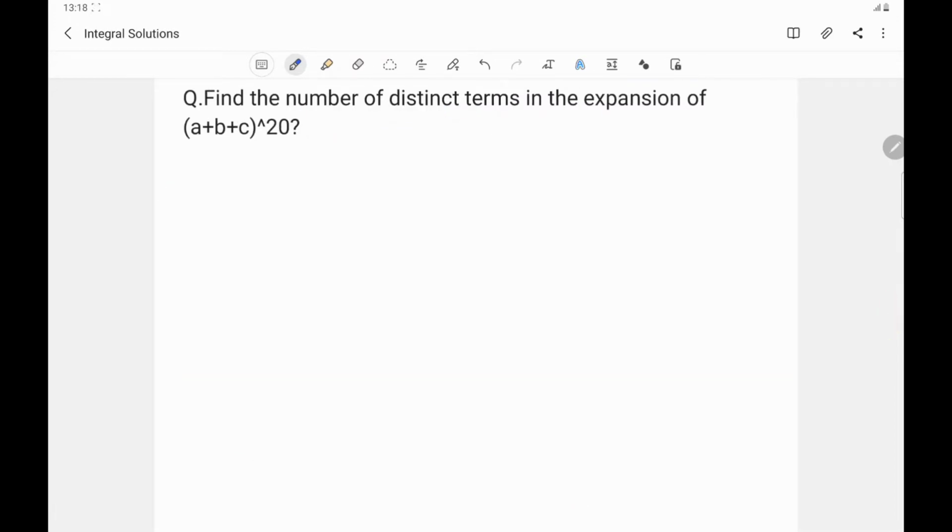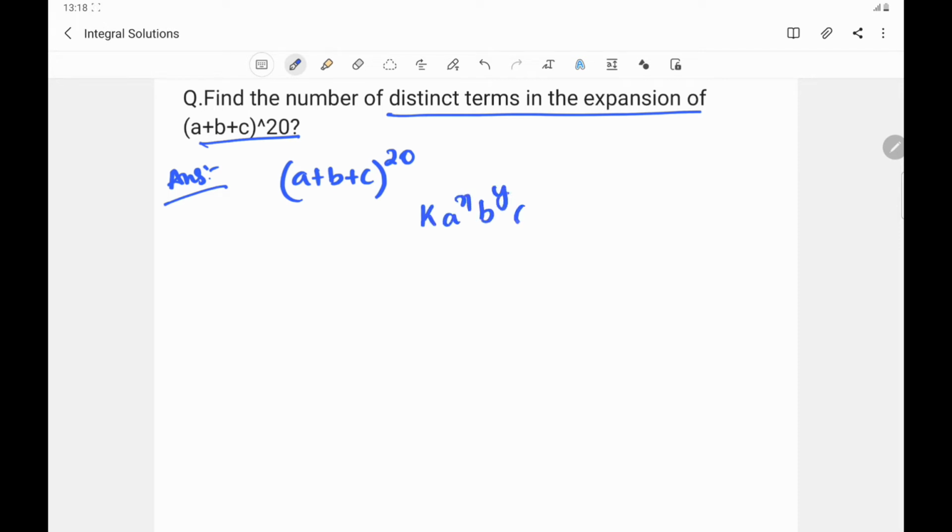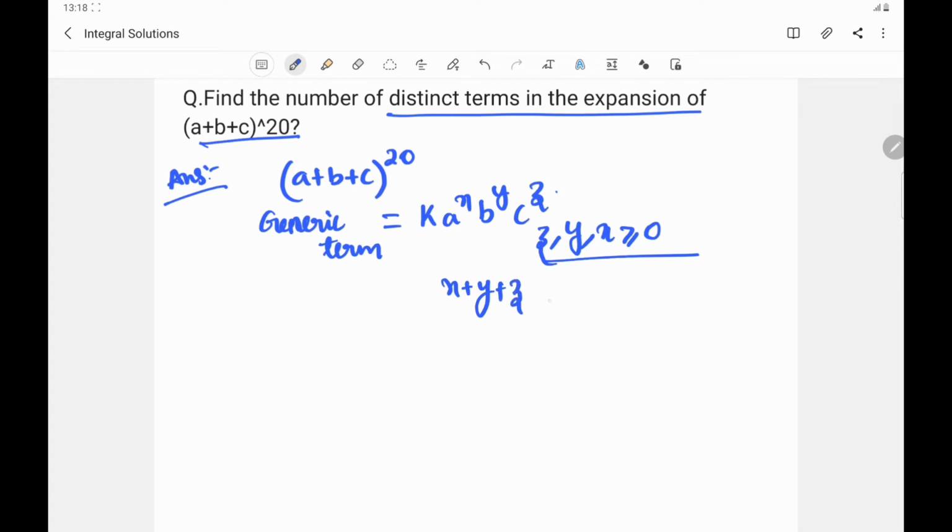Now in this question, we are asked to find the number of distinct terms in the expansion a plus b plus c raised to the power 20. So the generic term would be k into a to the power x, b to the power y, c to the power z. This is the generic term. So x is greater than or equal to 0. Similarly y, z are all greater than or equal to 0. But we know that x plus y plus z is equal to 20.